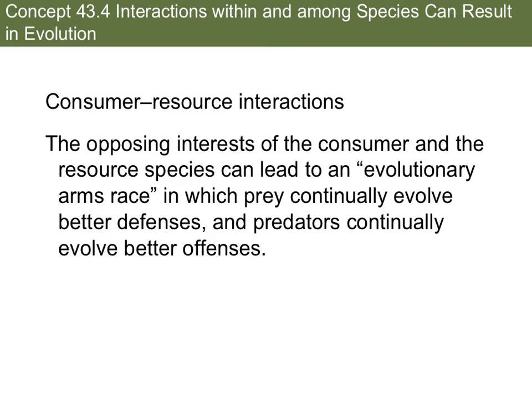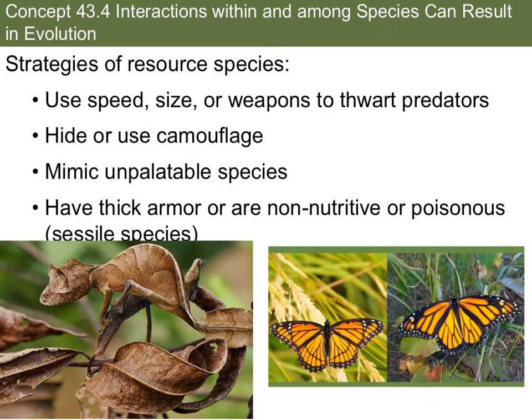In consumer resource interactions, the opposing interests of the consumer and the resource species can lead to an evolutionary arms race in which prey continually evolve better defenses and predators continually evolve better offenses. So think of prey, let's say deer. The ones that are able to outrun the predators are going to be the ones that survive, and then they pass on the genes for fast running or longer legs to their offspring. And so that's where you get this idea of the survival of the fittest.